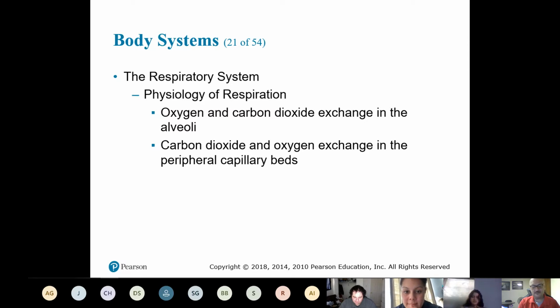All right. So diffusion. Process of gas going from an area of higher concentration to an area of lower concentration.